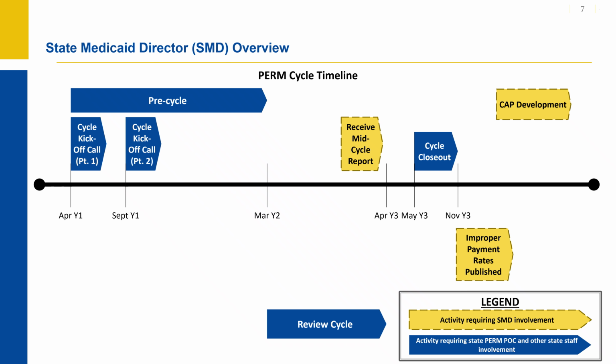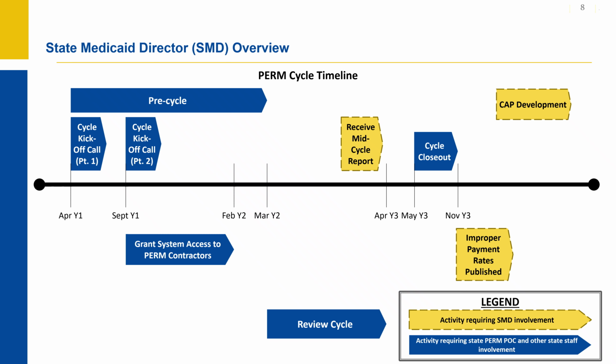Following the kickoff calls, the PERM contractors work with states to obtain system access. States begin granting system access to the PERM contractors as soon as September of year 1, but ideally no later than February of year 2. It is important to maintain this timeline to ensure PERM case reviews are conducted in a timely manner. Please note that CMS may elevate issues to the State Medicaid Director if timely access is not provided from the state PERM points of contact.